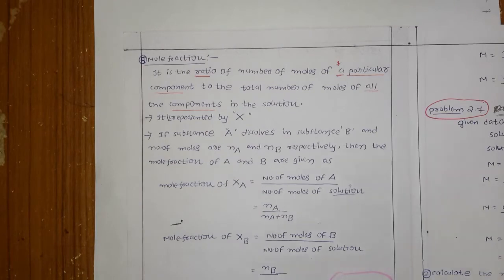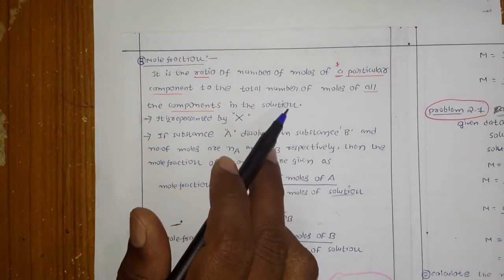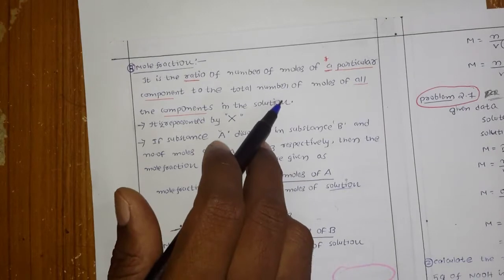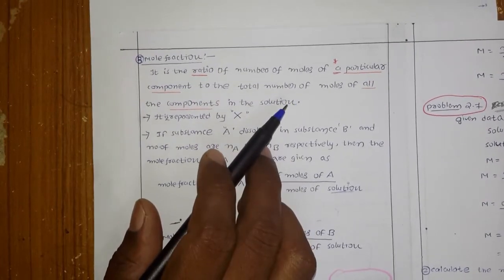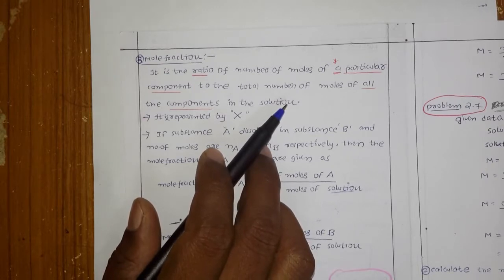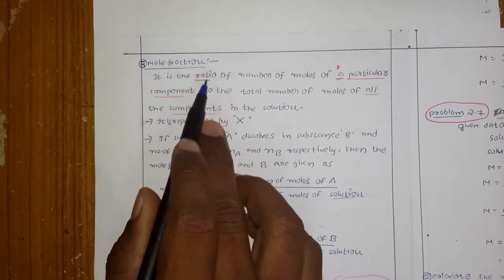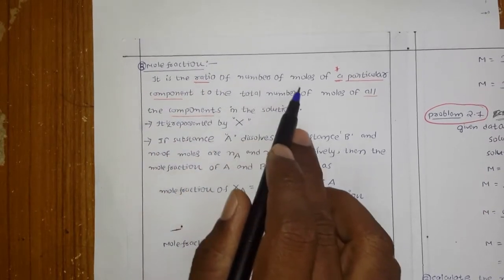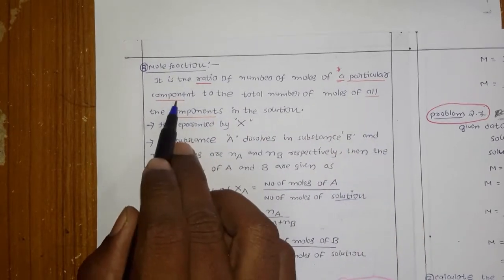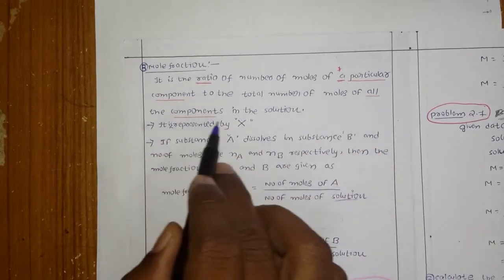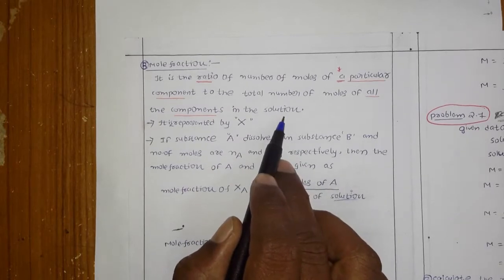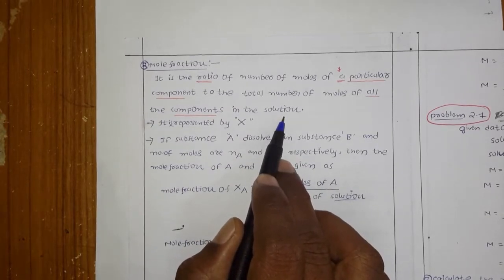Mole fraction. So what is the mole fraction? Fraction is nothing but a number. Mole, you know, is nothing but the Avogadro number, with which you can also express concentrations. So what is the mole fraction? The mole fraction is the ratio of the number of moles of a particular component to the total number of moles of all the components in the solution.